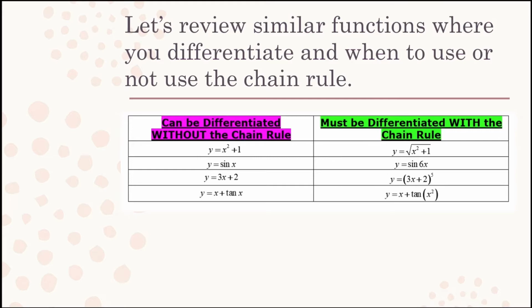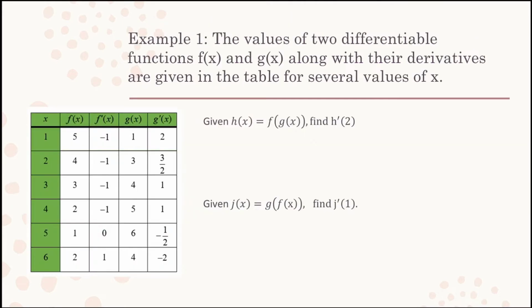Over on the left, you have x plus tan x, but over on the right, we have x plus tan squared x in there. So once again, that changes the period, which changes the function, which calls for the chain rule. Now, the chain rule is really helpful for tables of values. It says the values of two differentiable functions, f and g, along with their derivatives, are given in the table for several values of x. So you have h of x and g of x and f of x once again. It asks us to find h prime of 2.